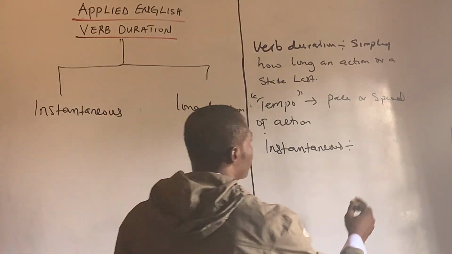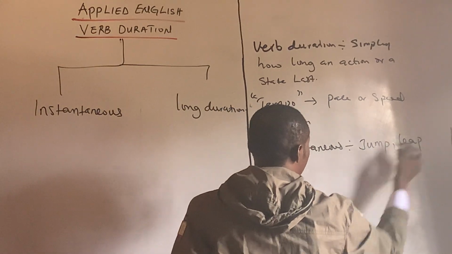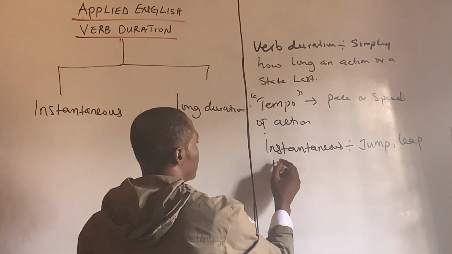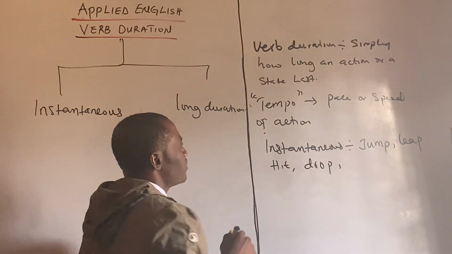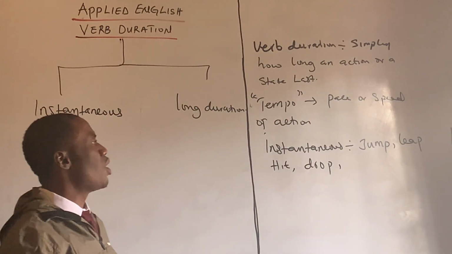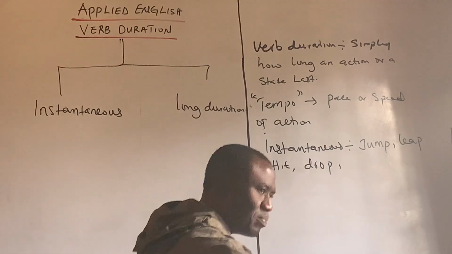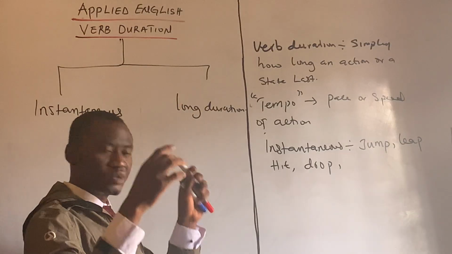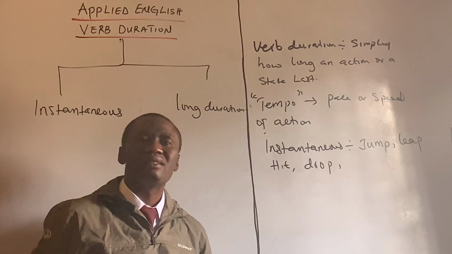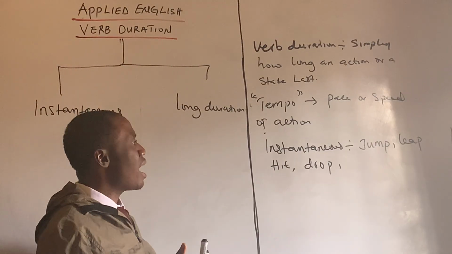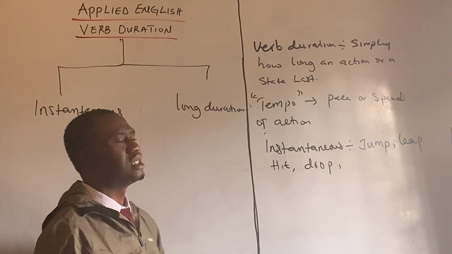All right. Now, verbs like jump, leap, hit, drop. Okay. Now, these are verbs that are done at an instant. You can jump, it is at an instant. You can leap, it is at an instant. You can maybe drop something, it is at an instant. You can hit something also, it's at an instant. Verbs that are done at an instant are known as the instantaneous verb.